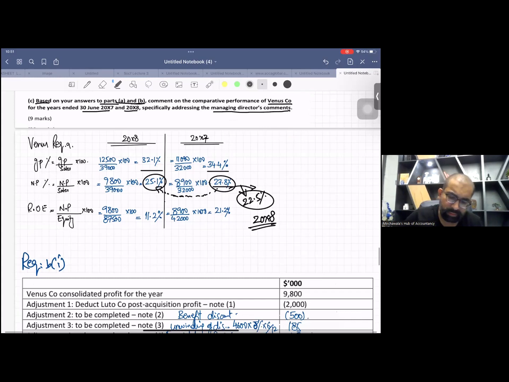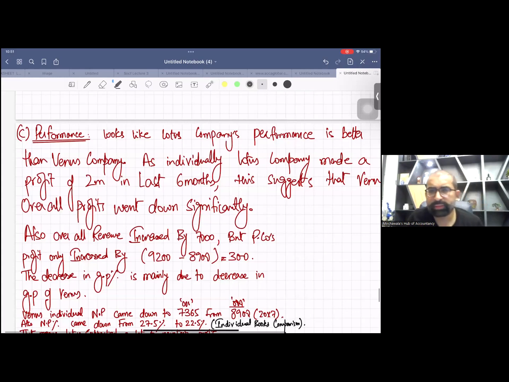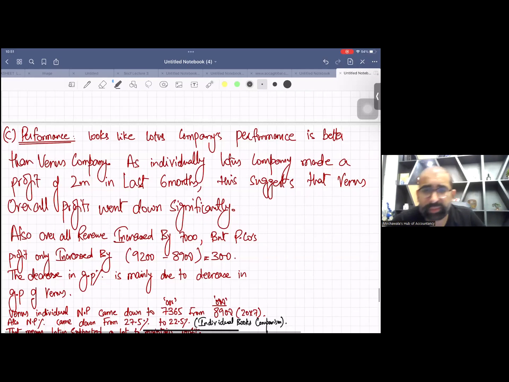See, I have started with the note. Looks like Lotus is the subsidiary and Venus is the parent company. Performance is better, because this was the theme. The subsidiary company's performance was better than Venus. Individually, Lotus company made a profit of 2 million in the last 6 months. This suggests that Venus overall profits went down significantly.